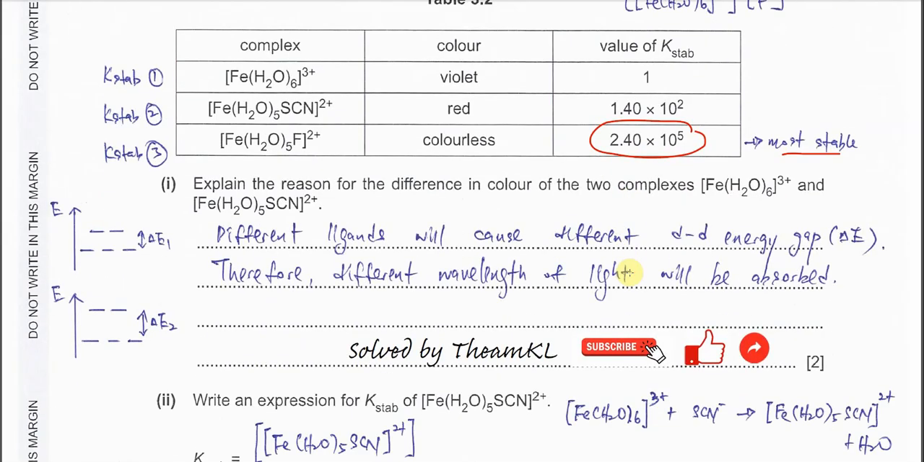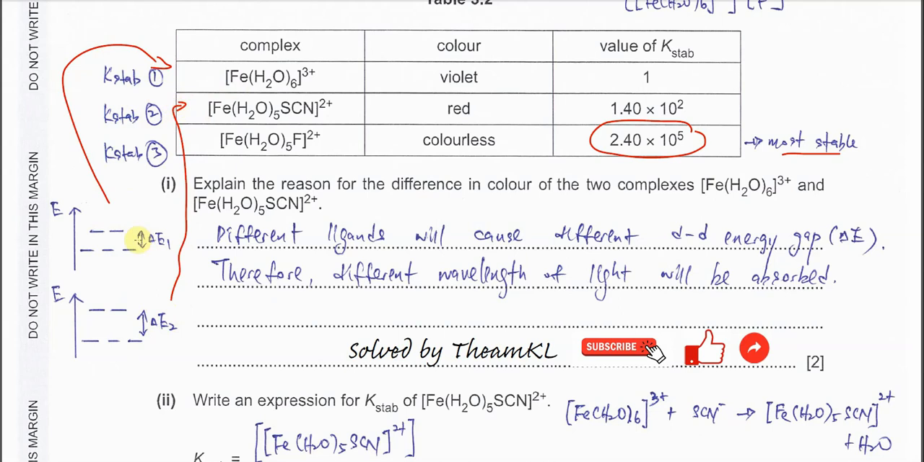And explain the reason for the difference in color of the two complexes. So we have the first complex in the table and the second complex in the table. The different color is because of the difference in delta E, because there is a splitting. Remember, they are all octahedral. Octahedral means 2 orbitals at higher energy and 3 orbitals lower. Let's say this is the delta E for the first complex ion, and this is the delta E for the second complex ion.